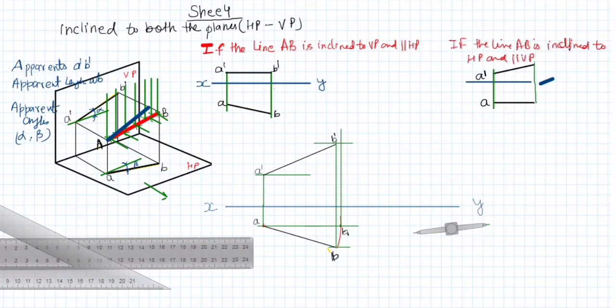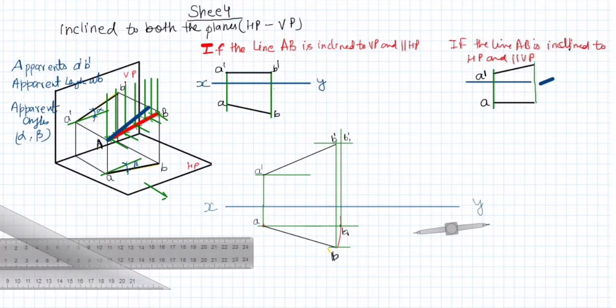B1 dash. Okay. So this projector is cutting this locus at B1 dash. So this is the locus of B. B1 and B1 dash. Clear? I hope this point is clear to all.